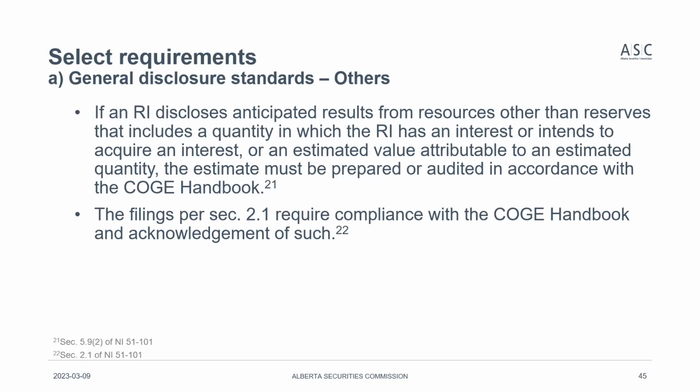And then, last but not least, the filings under section 2.1, which are the annual filings, require compliance with the COGE Handbook and acknowledgement of such. And so we're going to talk about that next.